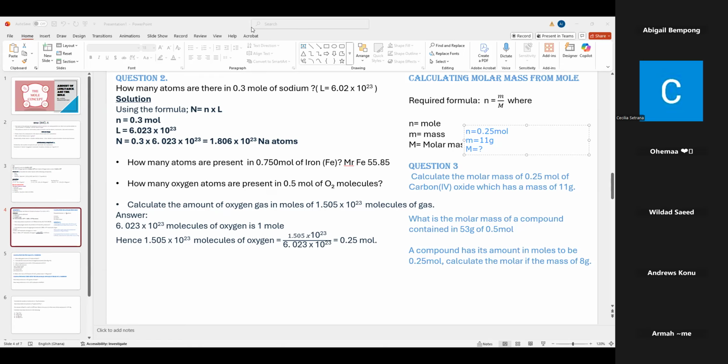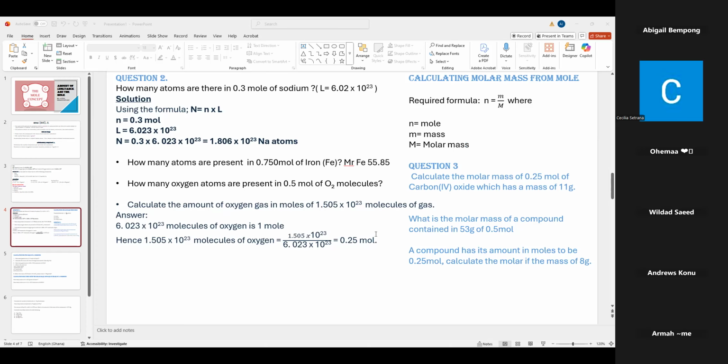I'm here. I was carried away, so I'll go back and check from the link. That's why I didn't get this one. But it's not that difficult. You just make M the subject, and then you substitute the values in there to get your answer. It's not difficult, okay?